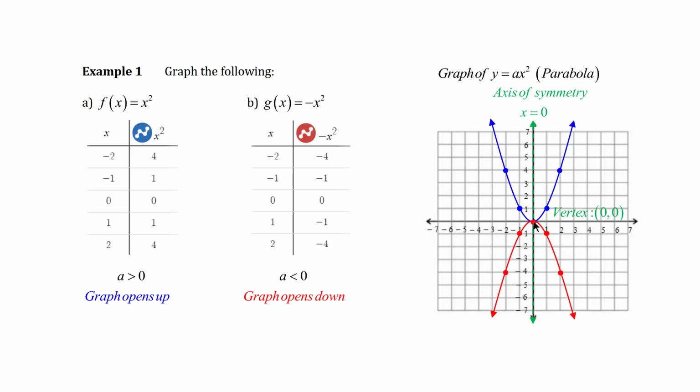We also have what's called the axis of symmetry. This is the vertical line with the equation x equals 0. This crosses the vertex at 0, 0 and splits the graph directly in half. If we took part of the parabola that is on one side of the axis of symmetry and reflected it across the other side, this would give us the complete graph of the parabola.